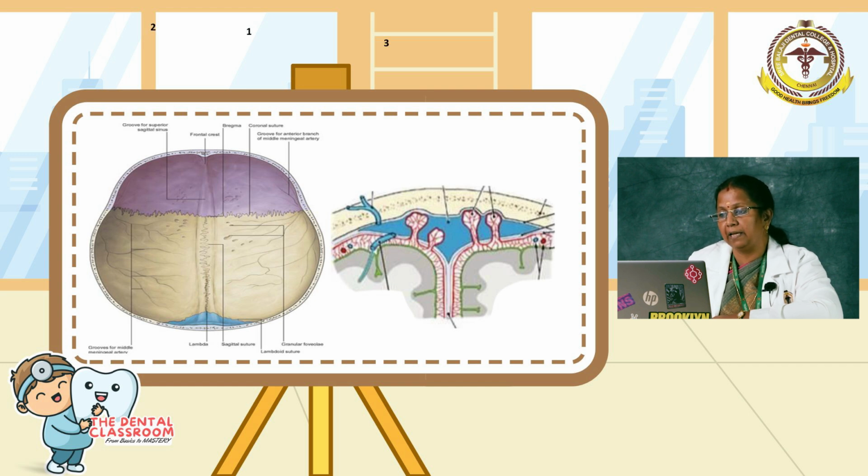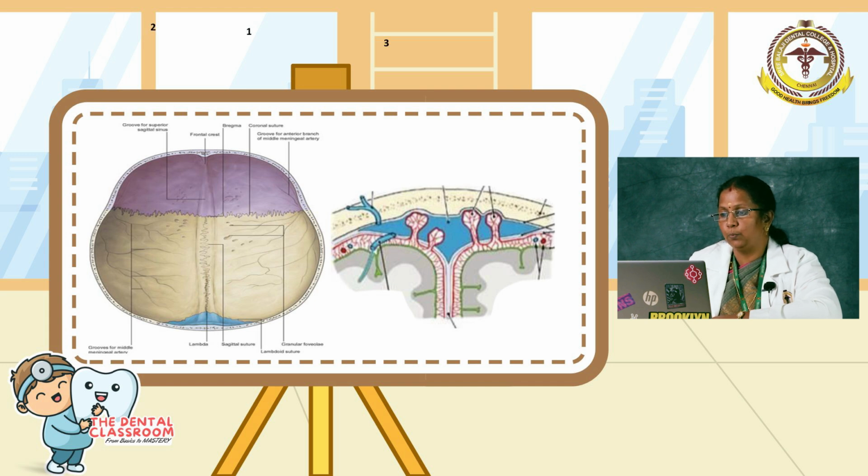Next is cerebral gyri. The cerebral hemisphere has elevations and depressions. The elevation is called gyri and the depression is called sulci. So, the cerebral gyri will give an impression over the inner aspect of the calvaria.